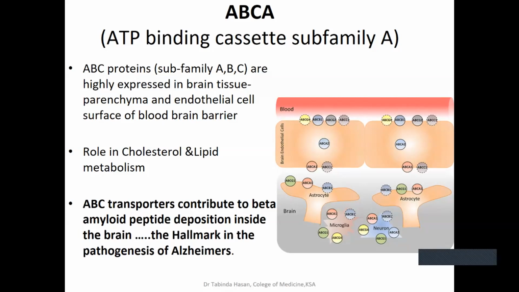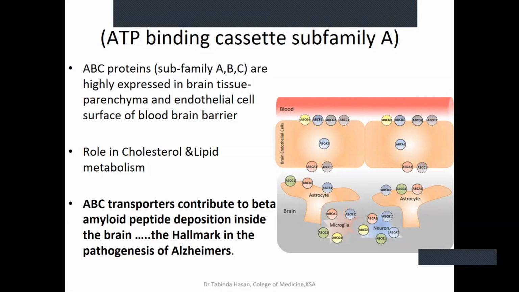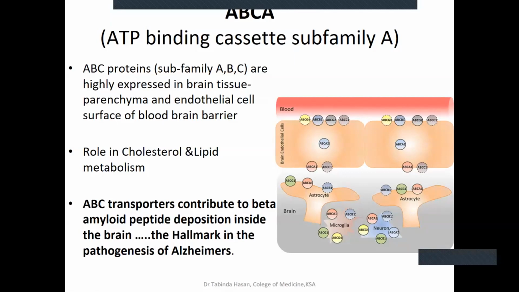However, an increasing number of studies have suggested that the ATP binding cassette, which you can see in the figure on the side, these ABC transporters which are located on the surface of the brain endothelial cells of the blood-brain barrier and the brain parenchyma, may contribute to the pathogenesis of the disease. Recent studies have unraveled important roles of ABC transporters, including, now let me name some of them, ABCB1, which encodes P-glycoprotein, ABCG2, which is also called the breast cancer resistance protein, and ABCC1, in the pathogenesis of Alzheimer's disease and the amyloid beta peptides deposition inside the brain.